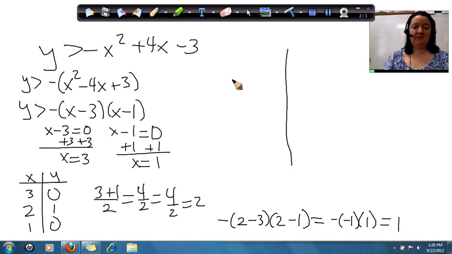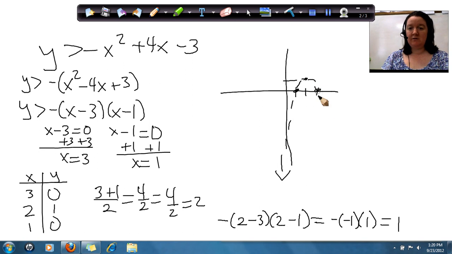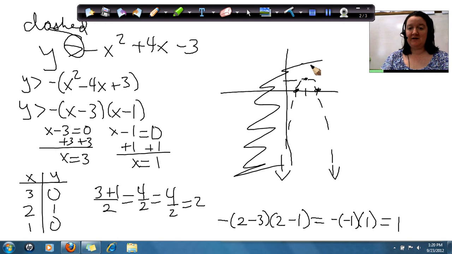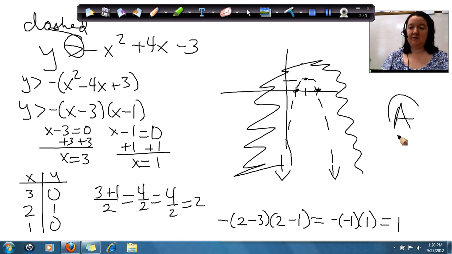So now let's look at our graph. We have the points 1, 0, 2, 1, and 3, 0. So this one's opening down, and it's a dashed line. And it's dashed because this is not equal. So if we look at the options for that, the only one that opens down is A, and that's shaded on the outside. So our answer is A for that question. Let's look at our next example.